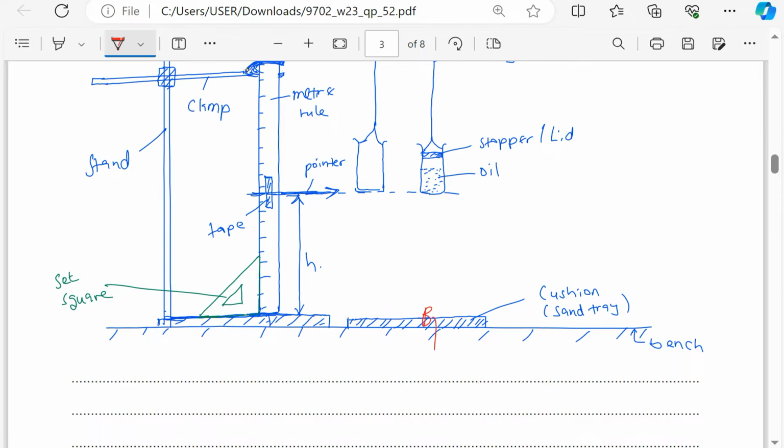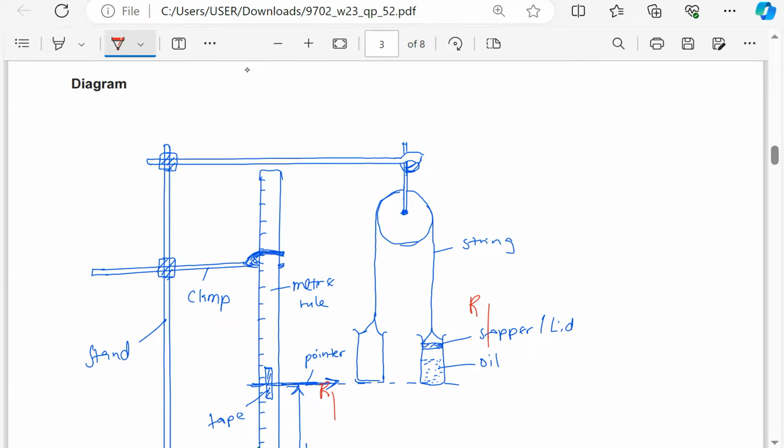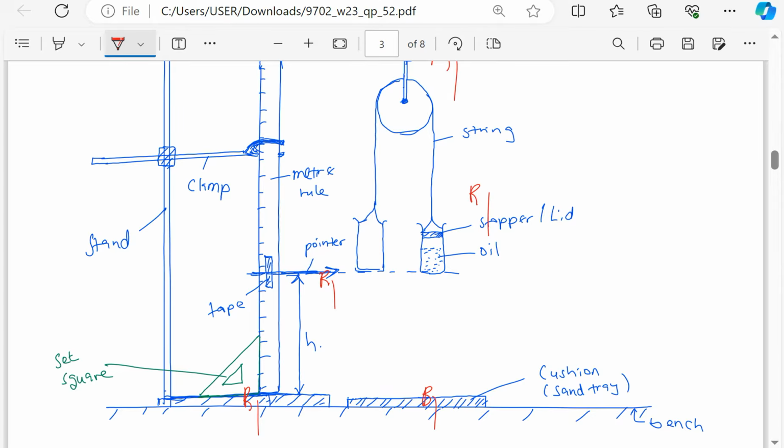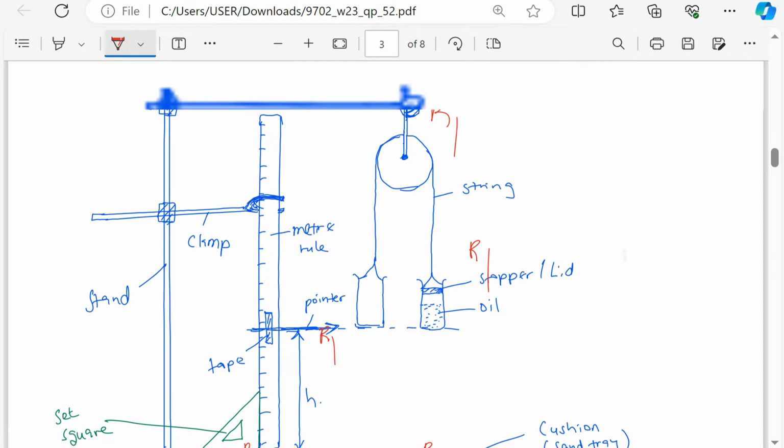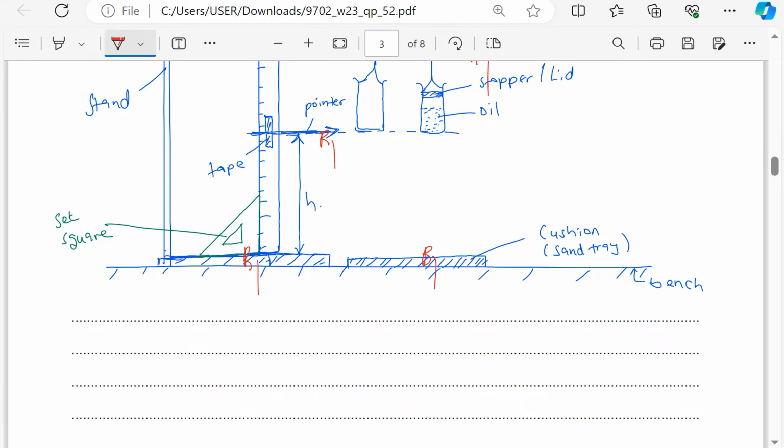Putting a cushion here could be a mark. Ensuring that the ruler is vertical could be a mark. Ensuring that the height h is going to be constant, or how you are going to ensure that you release the cylinders from the same height using a pointer, that is a mark. You have labeled oil, meter ruler, stand, and so on, that is a mark. You have clamped, you have support for the cylinders, that is a mark. This is almost 1, 2, 3, 4, 5. About 5 to 6 marks here without even writing anything. So let's now write the essay.